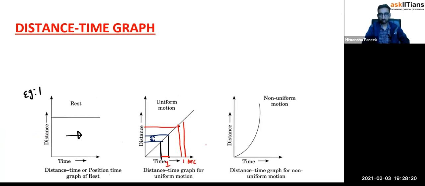And now if you see the distance covered by the body in the 1 second, you will find that this distance and that distance, this one is d1 and this one is d2. So d1 is equal to d2 for a uniform motion, because in equal time intervals, the body covers equal distances. That is the meaning of uniform motion. So for that, the graph would be a linear graph. It would be a straight line graph. I hope you got my point.